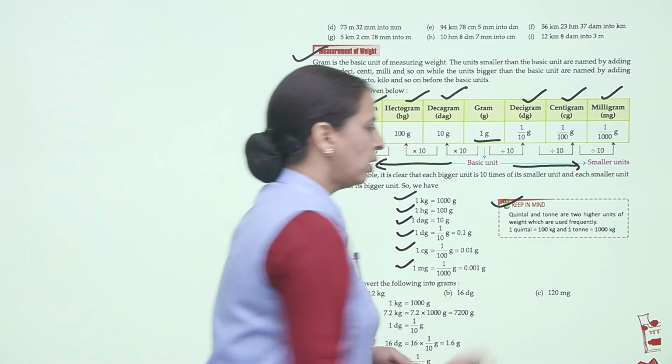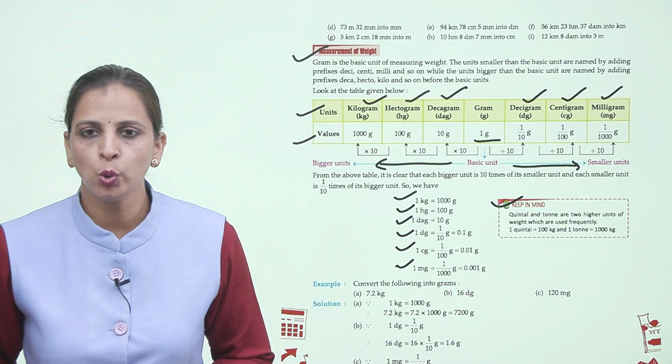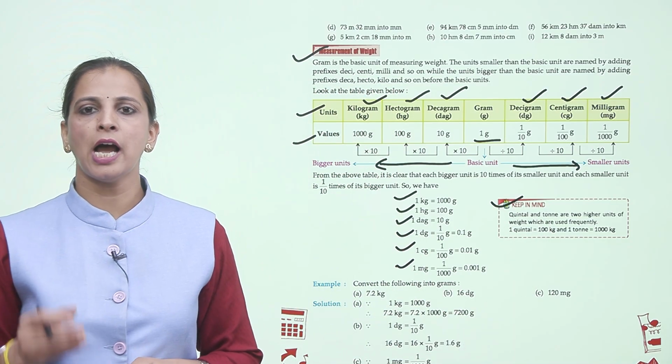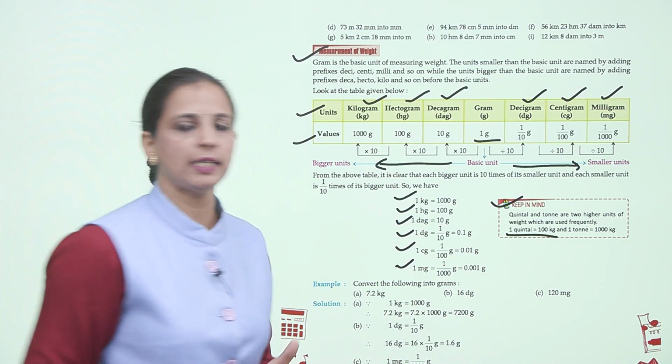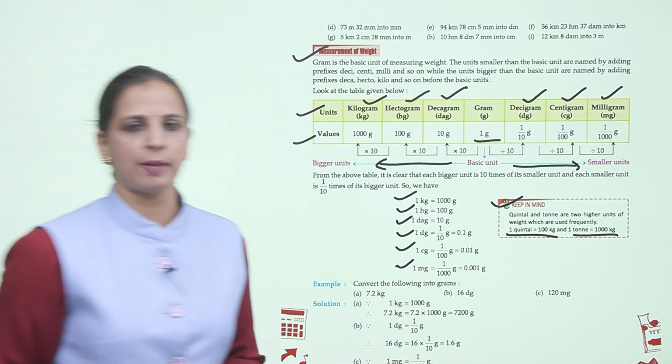Keep in mind, quintal and tons are two higher units of weights which are used frequently. 1 quintal is equal to 100 kilogram and 1 ton is equal to 1000 kilograms.